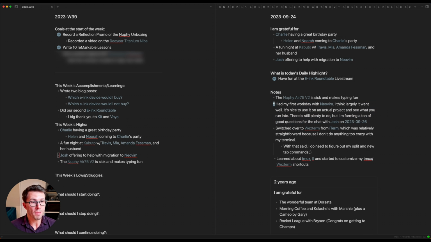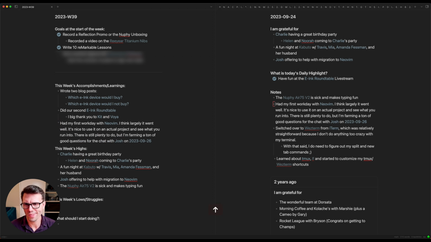Really like it. Had my first work day with NeoVim. That was kind of cool. Also kind of painful. Yeah, largely went well. Also switched over to WezTerm.